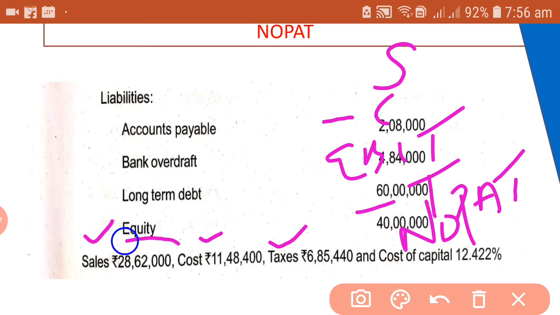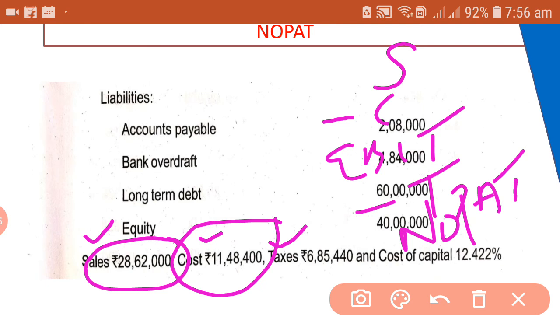That is, firstly we will show sales of 28,62,000 less cost of 11,48,400. Then the result will be EBIT.